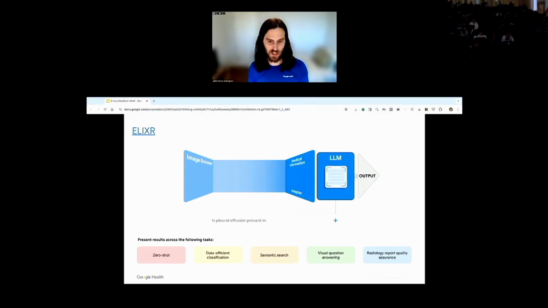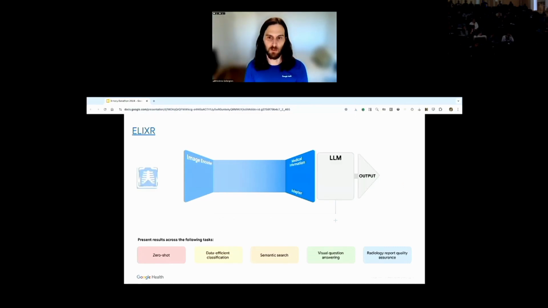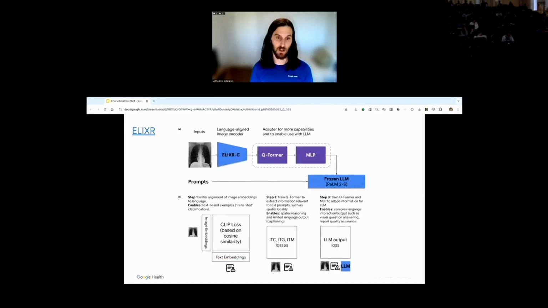Zero-shot classification. You can do semantic search where you search for similar images or bring up something from your huge database that you couldn't have searched for otherwise. You can do things like visual question answering. And we also get into report generation and report quality assurance even. So I'll skip over this since I'm short on time, but this is the technical implementation of Elixir.